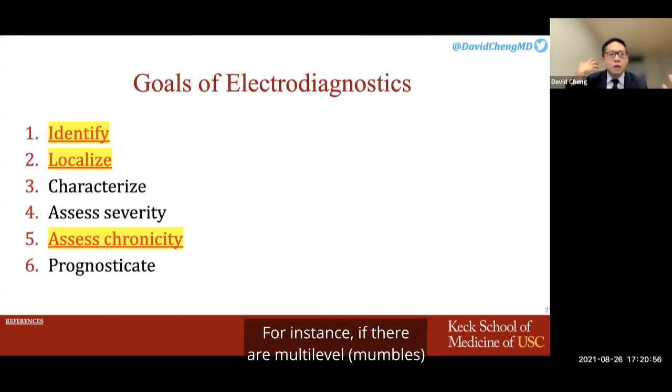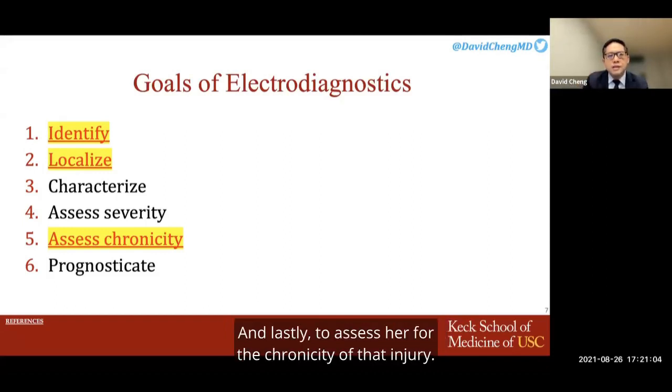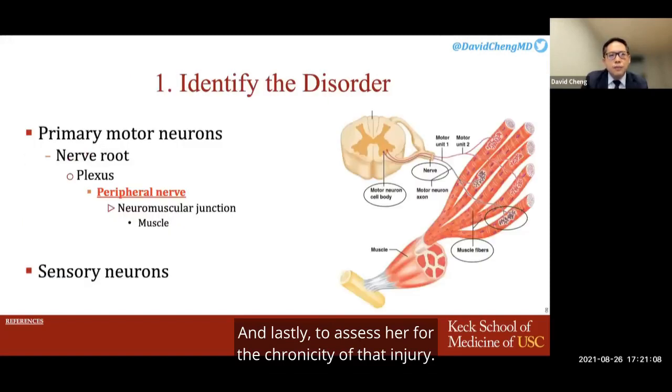So for instance, if there are multi-level foraminal stenosis in the neck or low back, we want to know exactly which level is causing injury. And lastly, to assess for the chronicity of that injury.